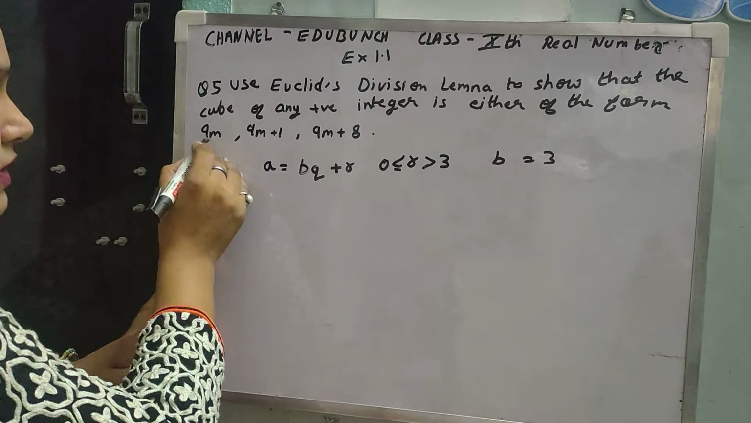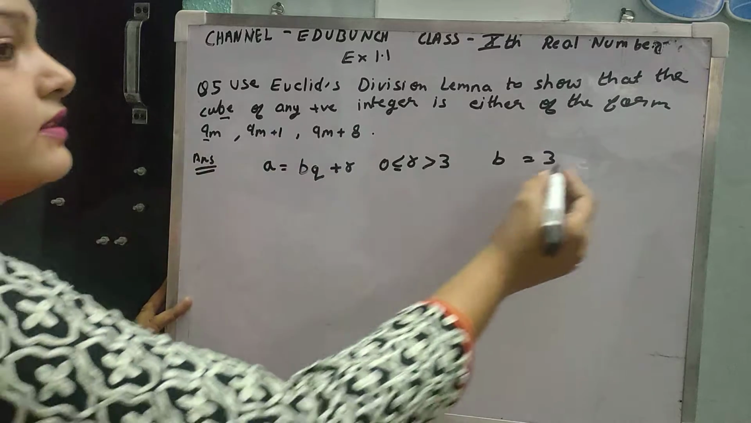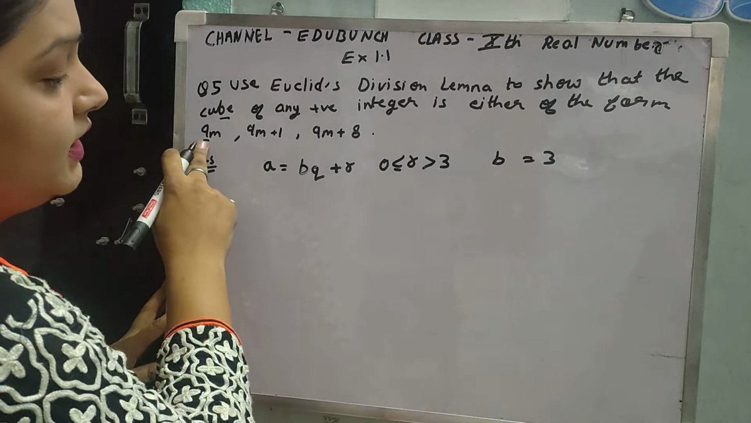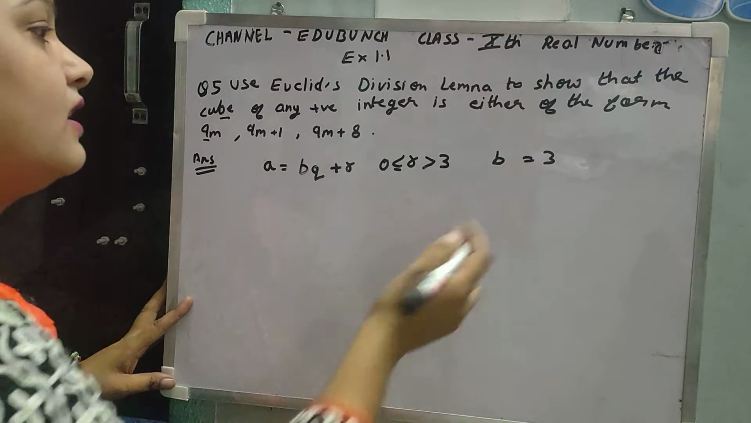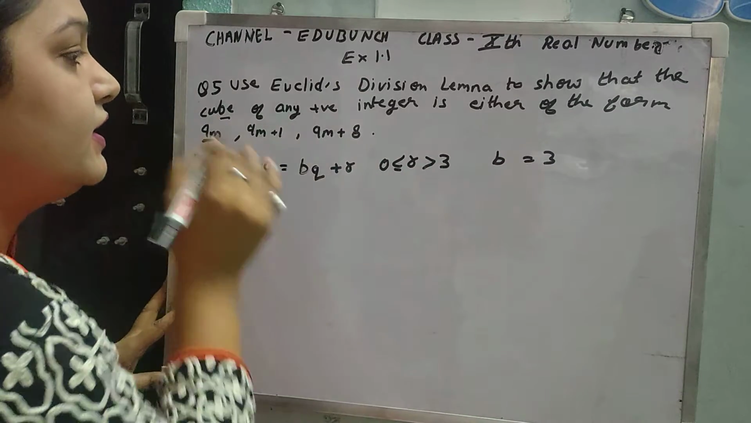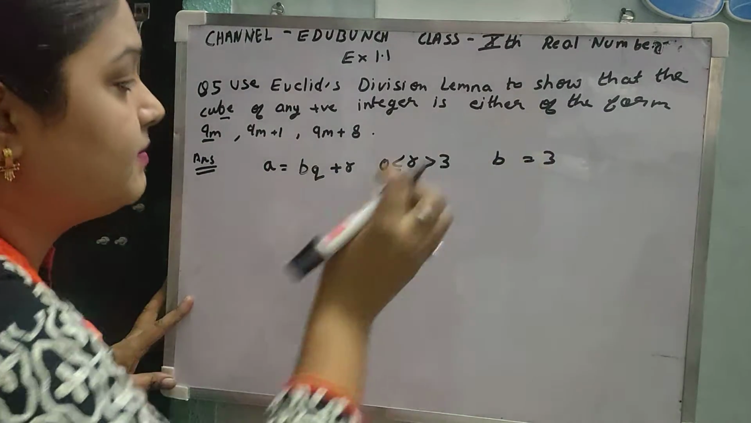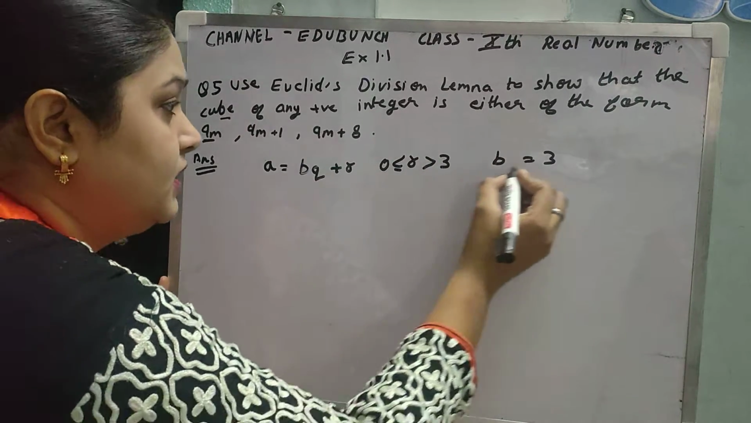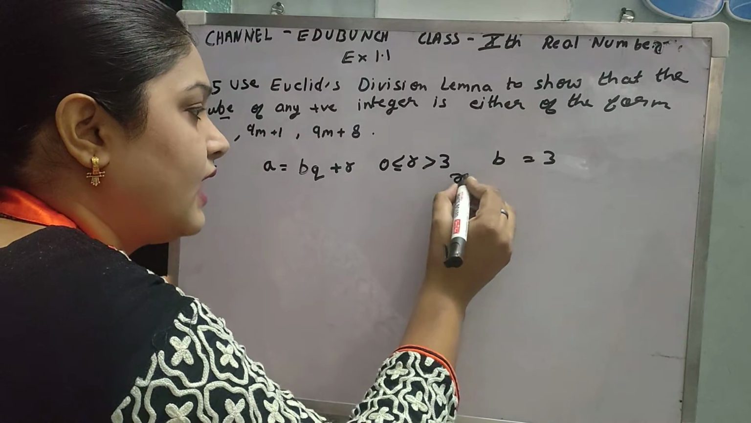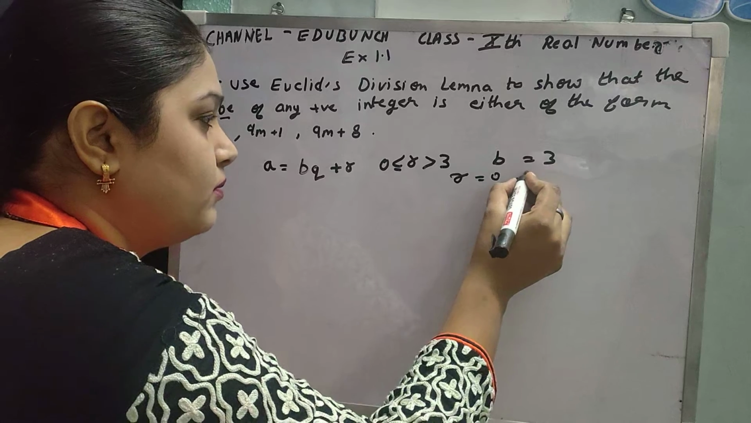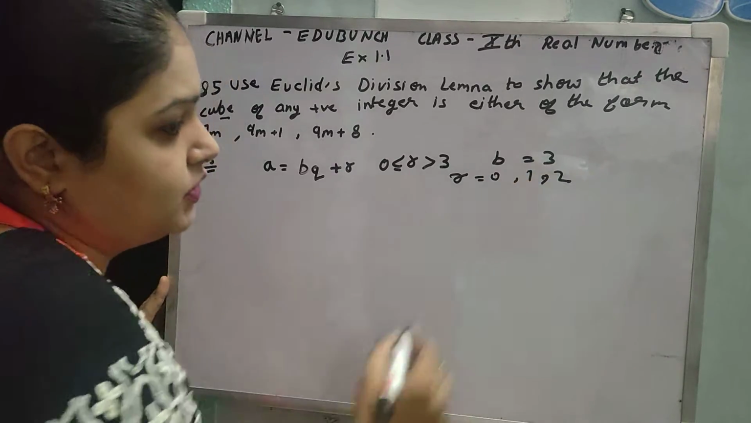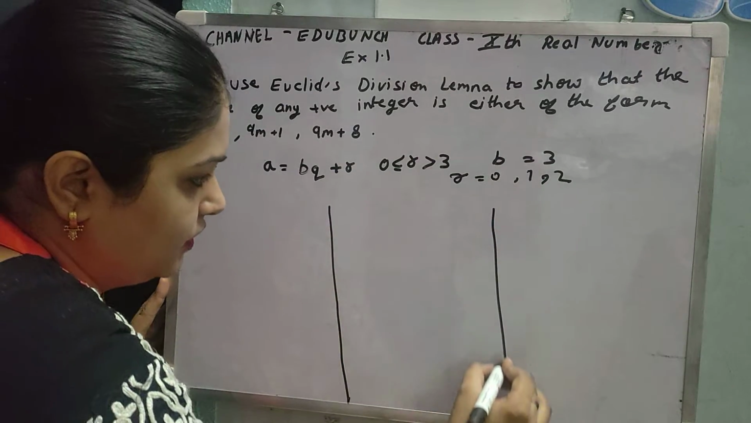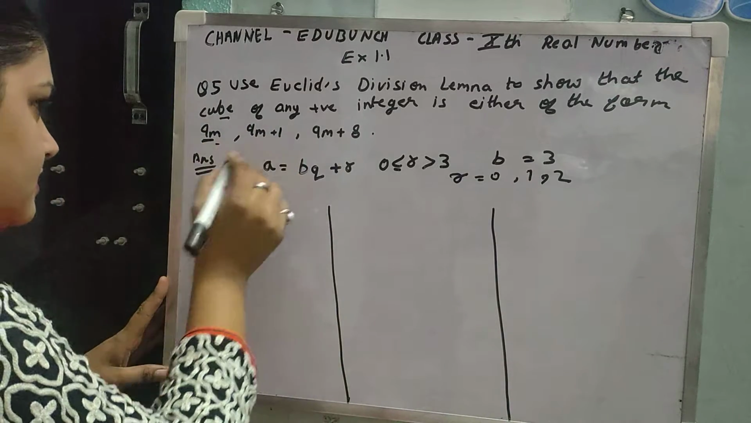Look here, the question is asking about the cube, and 3 into 3 cube is m, so we are taking b equal to 3 to satisfy the question. Now here r is equal to 0, maybe 1 or 2, not more than 2. So we are solving three different cases for satisfying this result.